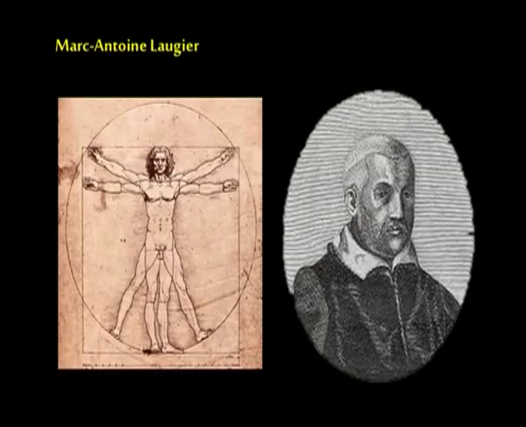Here in this slide you see Vitruvian man, which is made of divine proportions, and this was sketched and drawn by Leonardo da Vinci, and here you see Laugier himself.